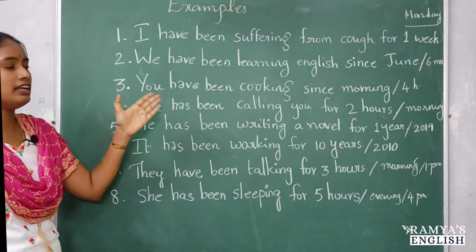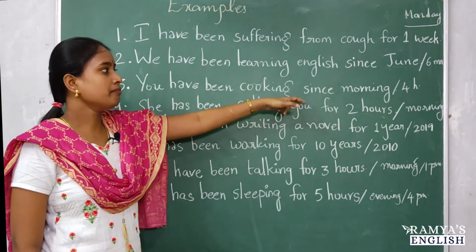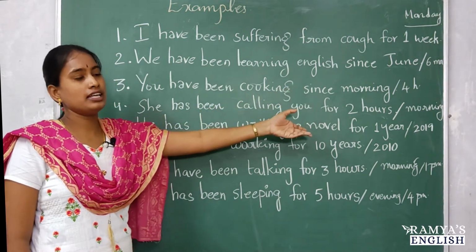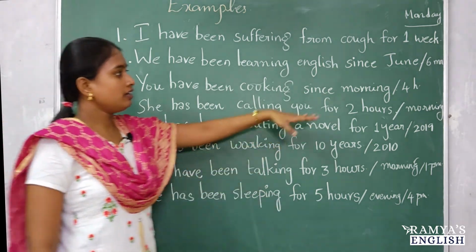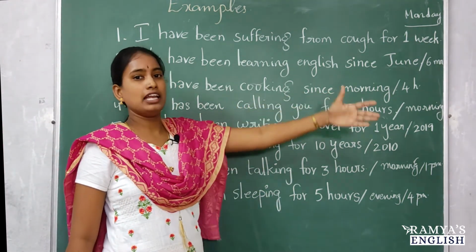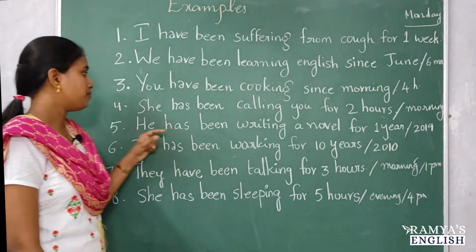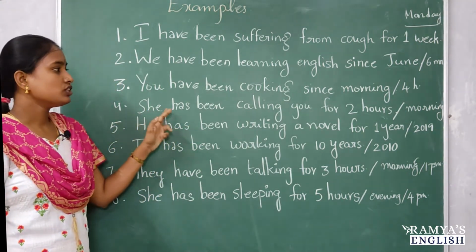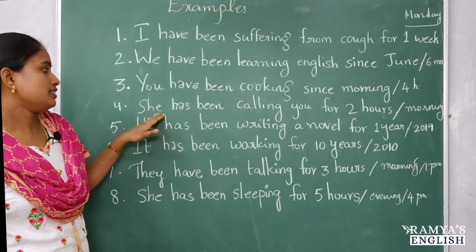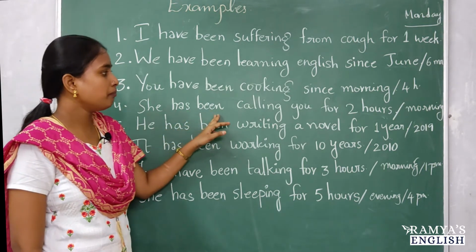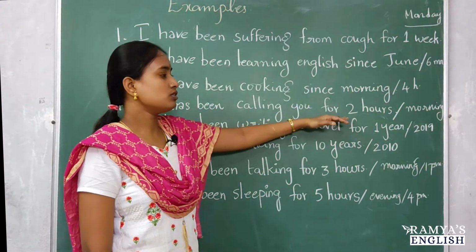We can change the indication here. If we know the exact time, that is morning, we can use since. If we don't know the exact time, we can use for 4 hours. Here we can use since 9 a.m. So that 9 a.m. is also point of time. And the next sentence is: she has been calling you for 2 hours. So she, subject, has been, helping verbs, calling, V1 plus ing, you, for 2 hours.